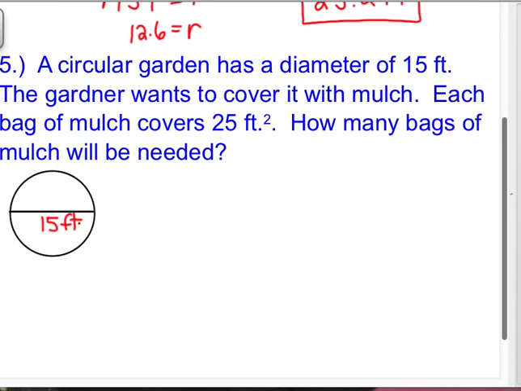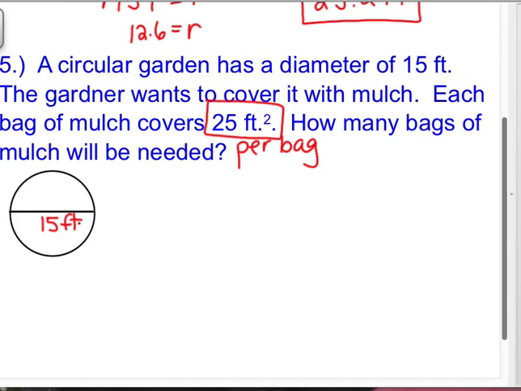Oh, okay, so he wants to fill that area in with mulch, which would be finding the area. Each bag of mulch covers 25 feet squared. Okay, so that's per bag. I wonder how many bags I'm going to need. Oh, and that's what the question says. How many bags of mulch will be needed?